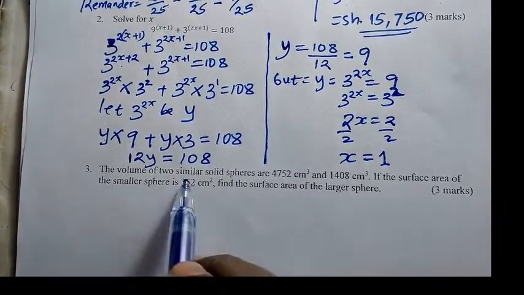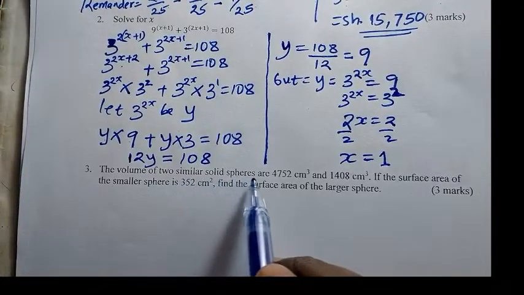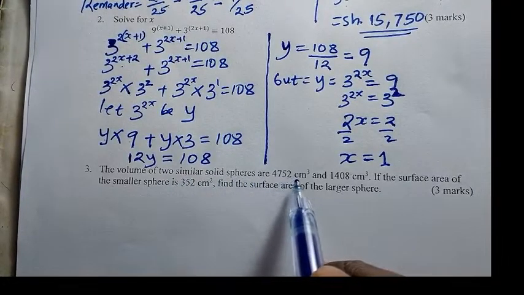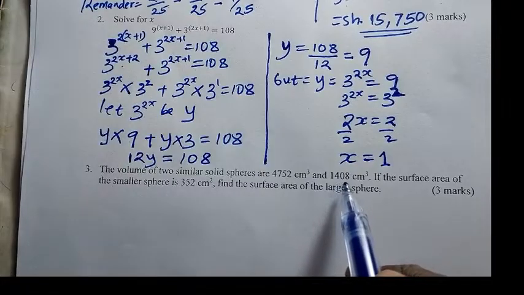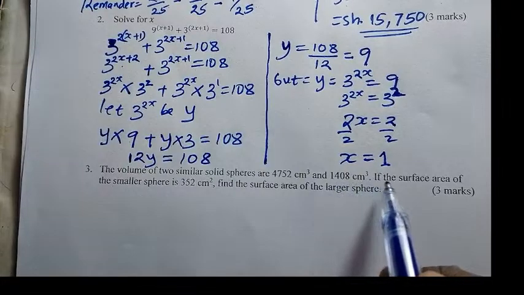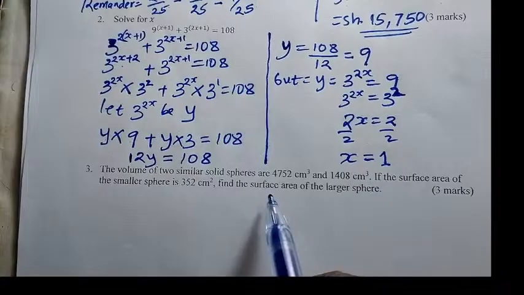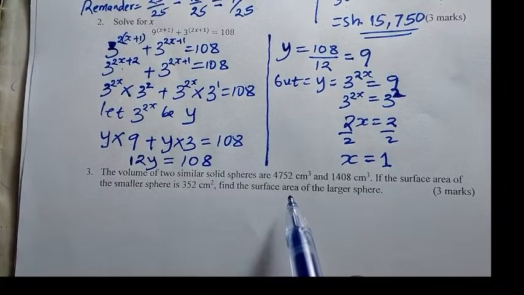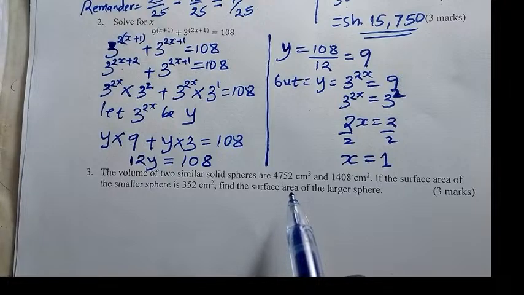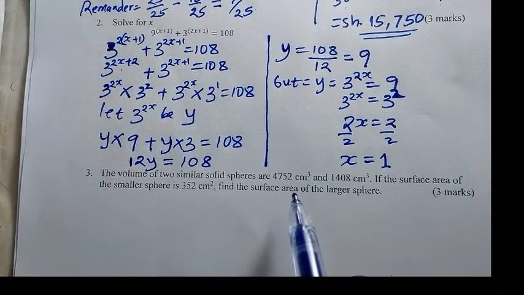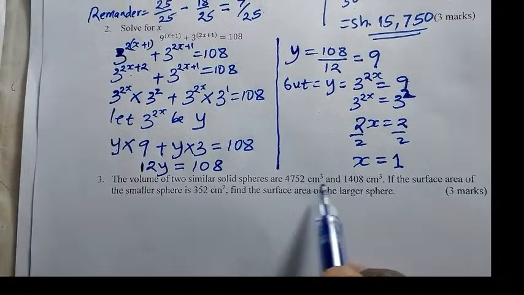The volume of two solid spheres are 4752 centimeters cube and 1408 centimeters cube. If the surface area of the smaller sphere is, find the surface area of the larger sphere. So what we have here is volume scale factor. So from here we will have what we call volume scale factor.